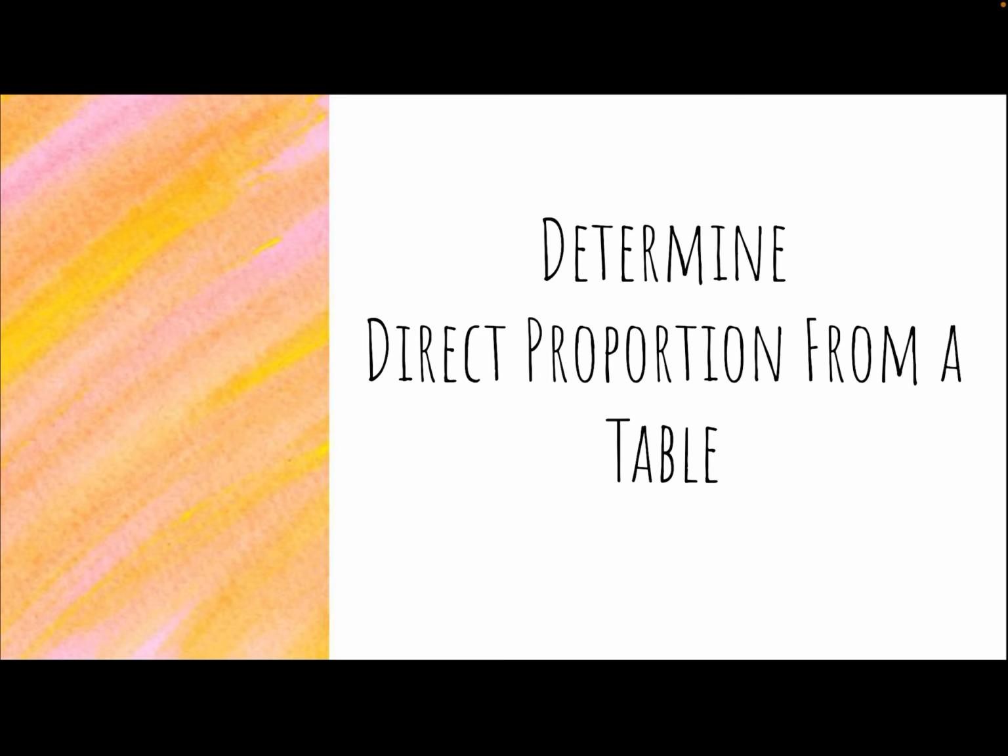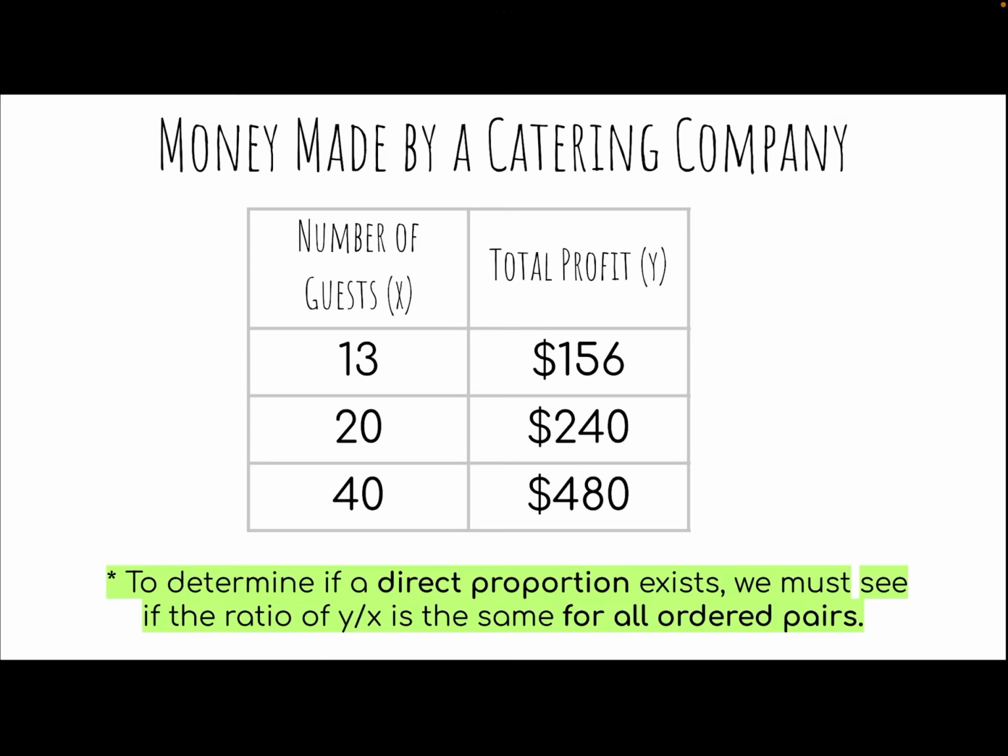Now we need to be able to determine a direct proportion from a table. In the same way that we took an ordered pair and put them in a table, you're going to do the same thing if I just give you the table. So to determine if a direct proportion exists, you must see if the ratio between y divided by x, or the unit rate, is the same for all ordered pairs. Now, you may use a calculator, but you do need to check every entry in the table.